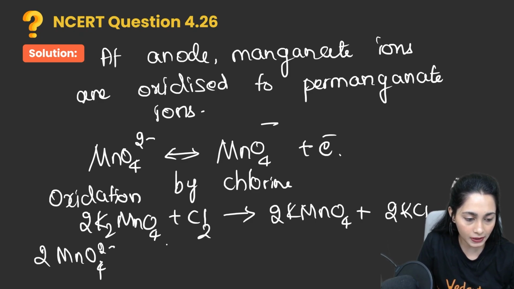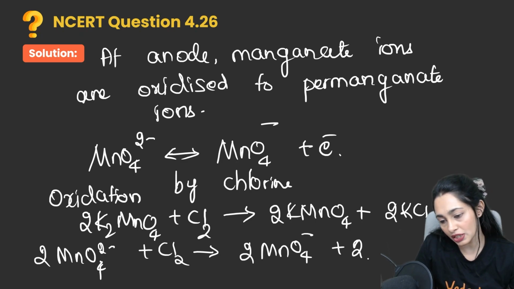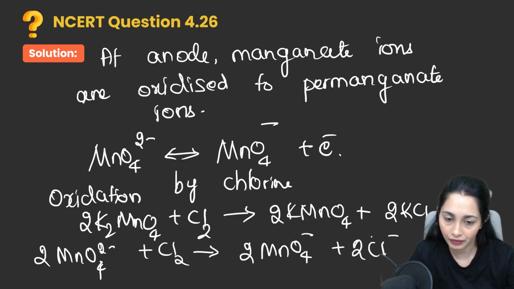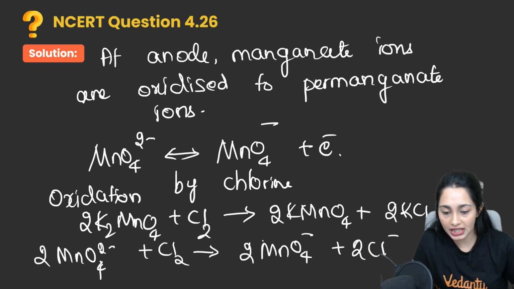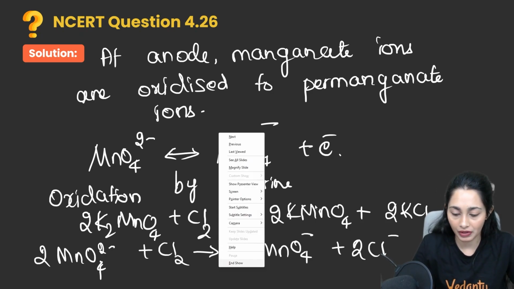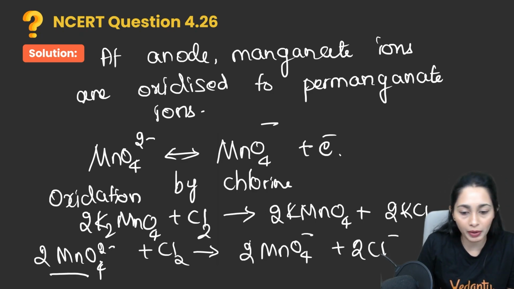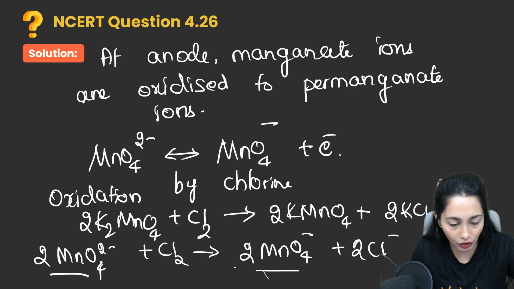2MnO4 2 minus plus chlorine gives 2MnO4 minus plus 2Cl minus. Okay, so this is permanganate ion. So this is manganate ion. This will be oxidized to permanganate ion.